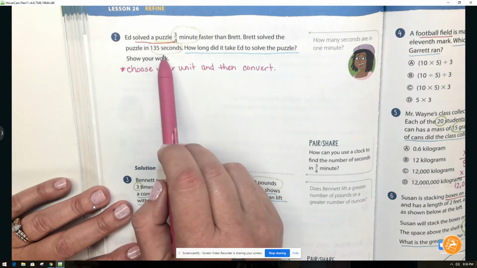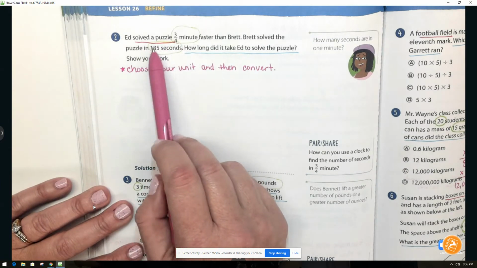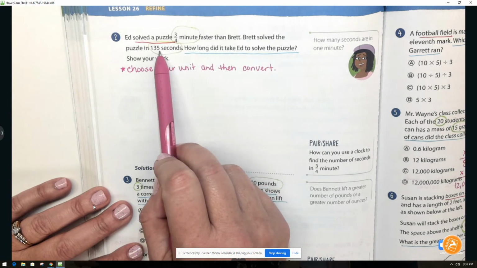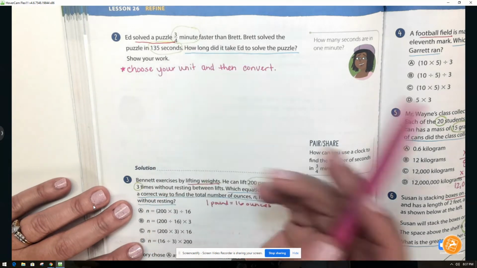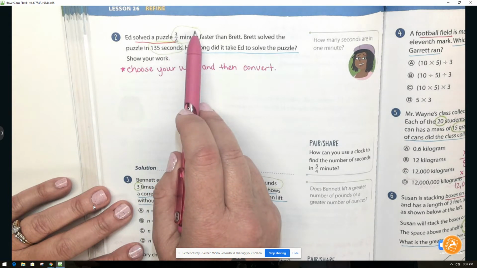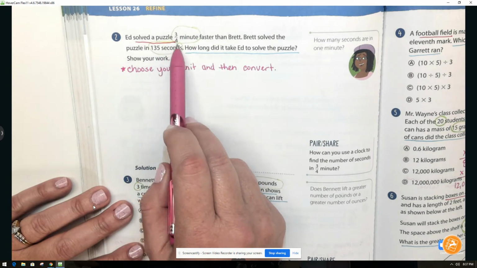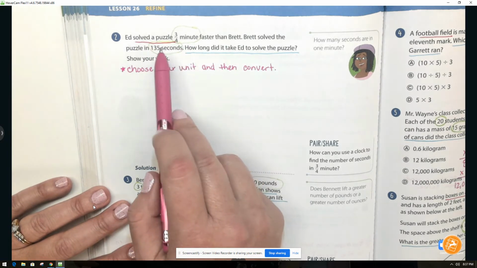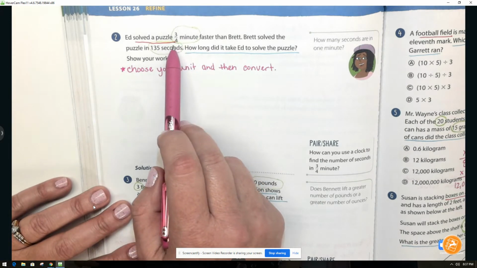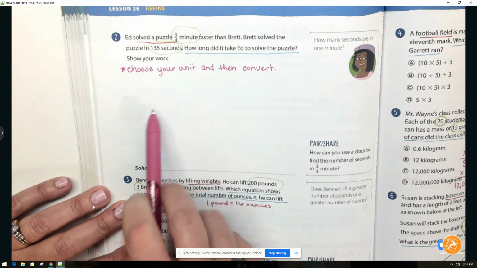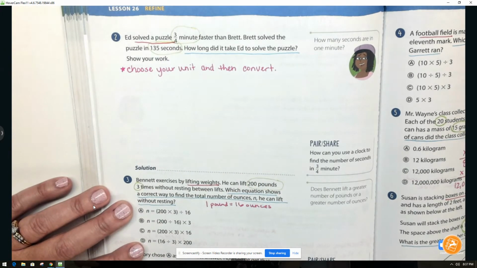Or if you want to work in minutes, you need to figure out how many minutes is 135 seconds. Once you convert both of them to minutes, you're going to know that Ed solved his puzzle 3/4 of a minute faster than Brett. So once you find out how fast Brett did it, you're going to subtract 3/4 of a minute, or however many seconds that is, from this time to get how long it took Ed to solve the puzzle.